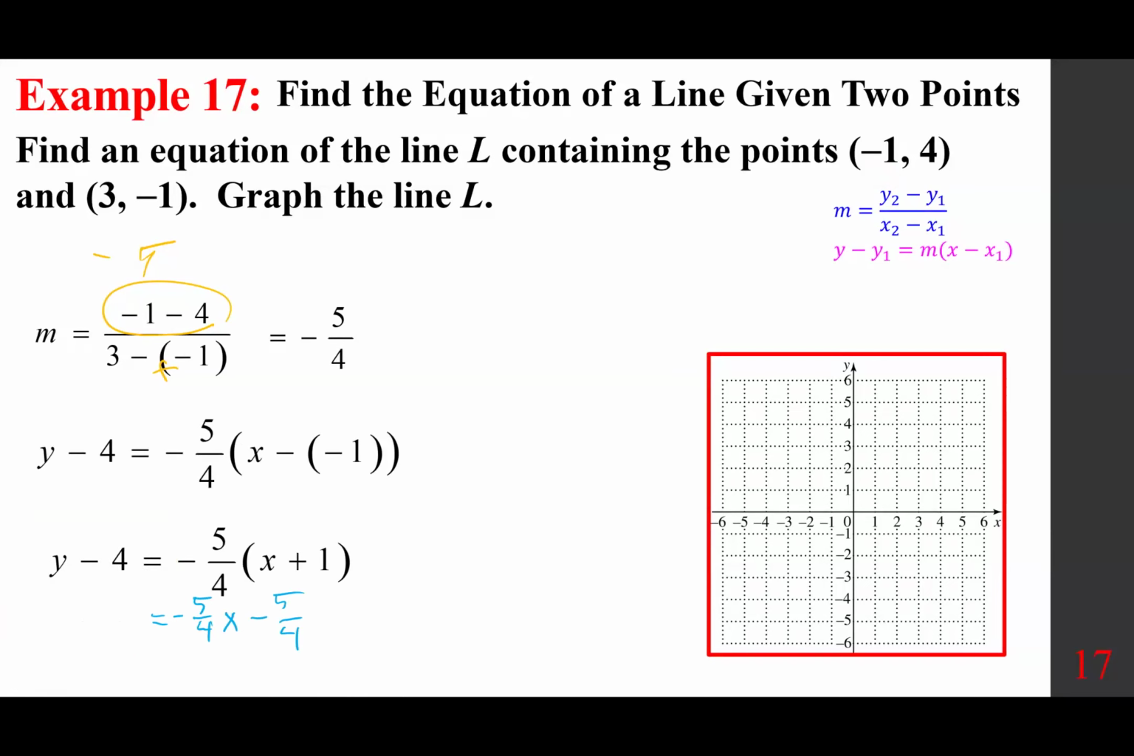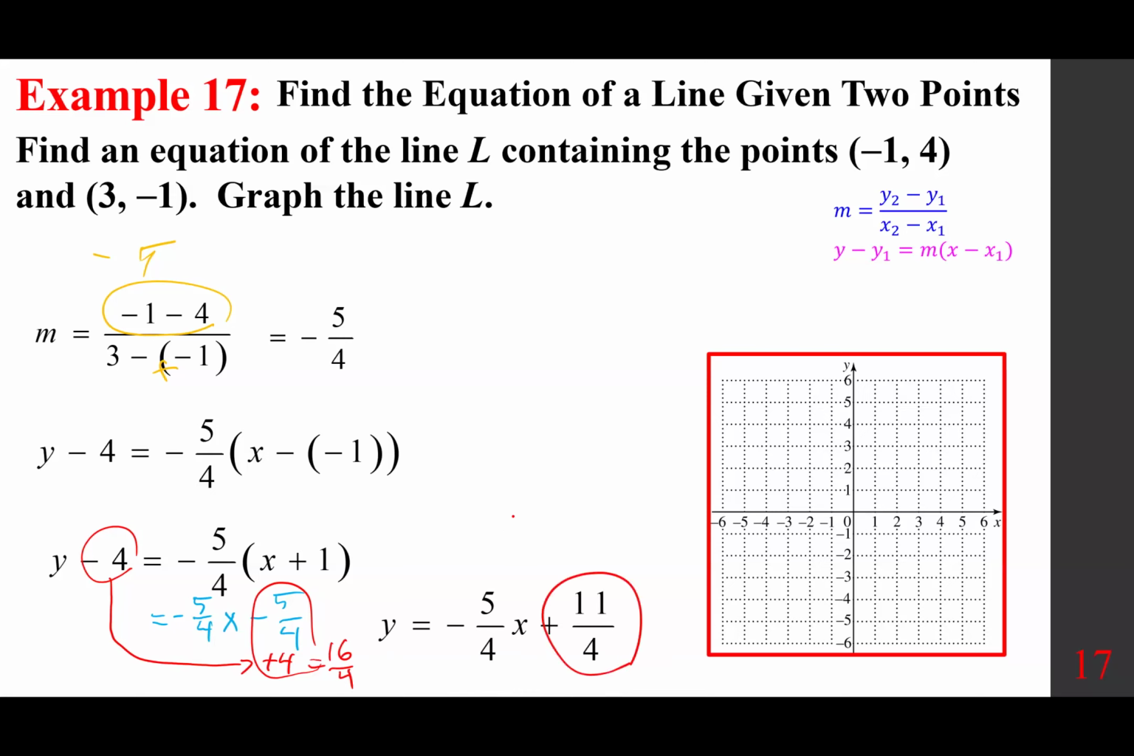minus 5/4. If we move the negative 4, it becomes positive 4. Because we want to add it to negative 5/4, we're going to change the 4 to 16 over 4. And we get this: minus 5/4 plus 11/4. And by the way, you should recognize right from here that you do have this y-intercept. However, you can graph, and I highly recommend you find all the intercepts. X is 0, find y; y is 0, find x.